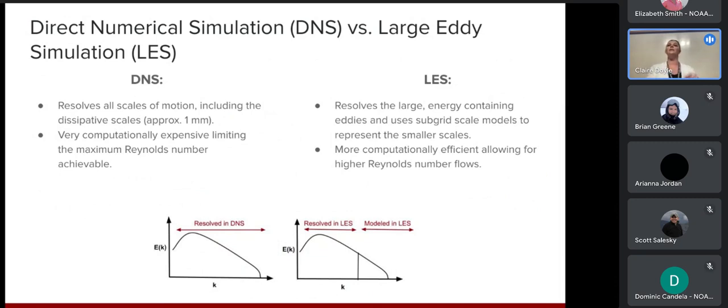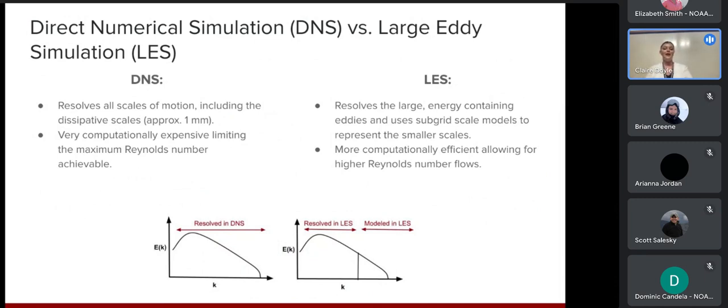There are two primary methods of numerical models that are present in studying these turbulent processes in cloud physics. And those are direct numerical simulations and large eddy simulations, DNS and LES. DNS is great. It is able to model all scales of motion down to the dissipative scales, which are on the order of a millimeter, so quite small. However, because you're fully resolving that, this is very computationally expensive, and it limits the maximum Reynolds number that you can achieve in a given study.